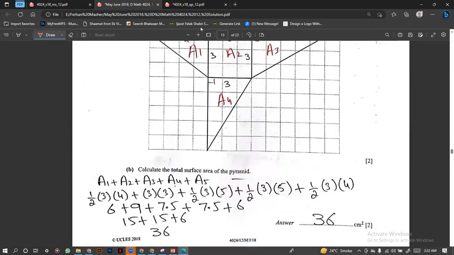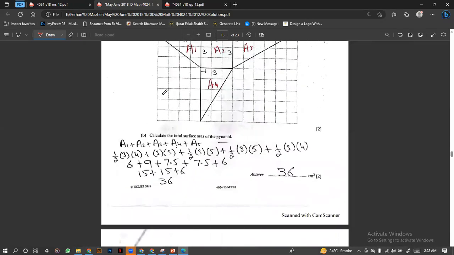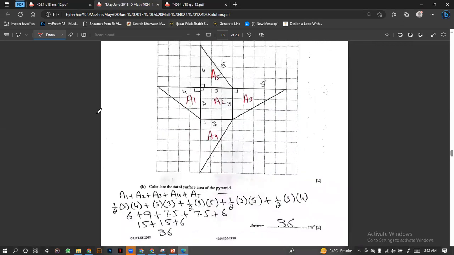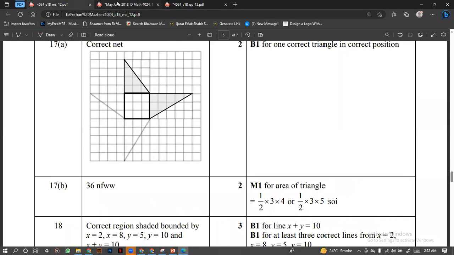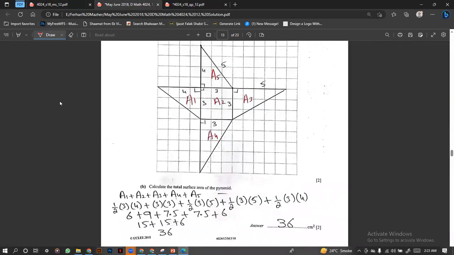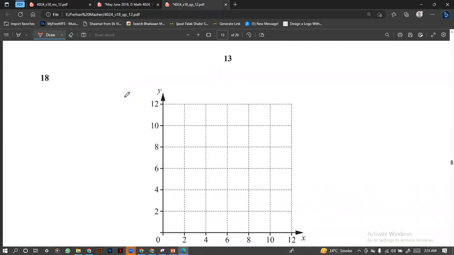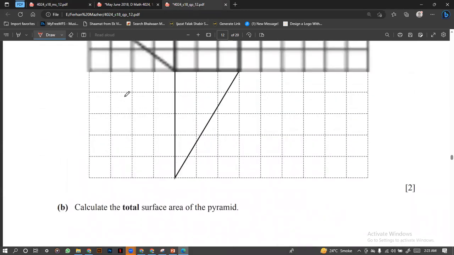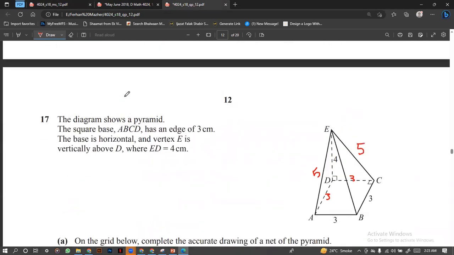The area is 36. So let me show you the whole thing together. So the area will be 36, which is the right answer, sir. And this is the solution. This is question number 16 on your screen. Oh, sorry, I'm saying 16. This is question number 17.